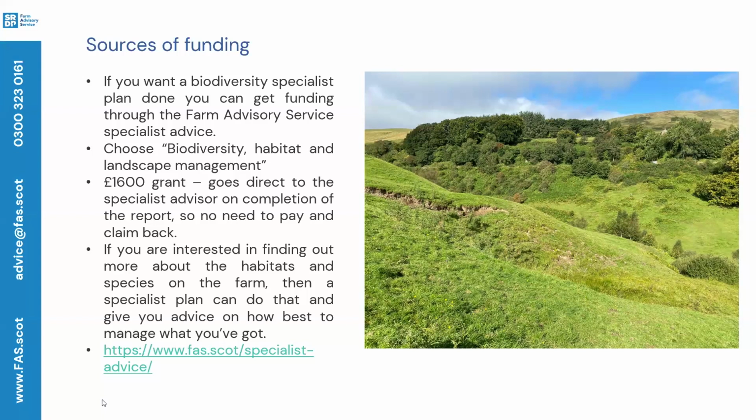The grant is for £1,600 and it goes directly to your consultant or advisor once they've completed the plan. So the good thing about this scheme is you don't need to pay for anything and then claim it back. It's all done for you. So you apply, you find out whether you're accepted or not, and then your consultant can get on and do the plan for you. If you don't have a consultant that you know of that is a specialist in biodiversity and conservation, on the FAS website there's a list of specialist advisors who put that as their specialism, so you can choose one from there.